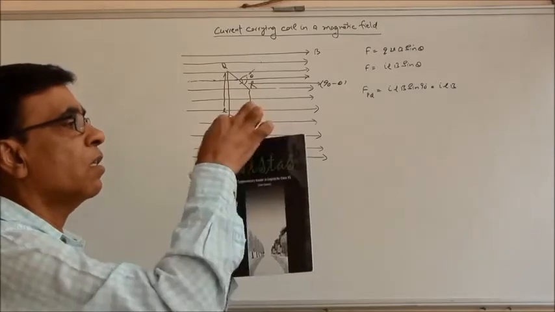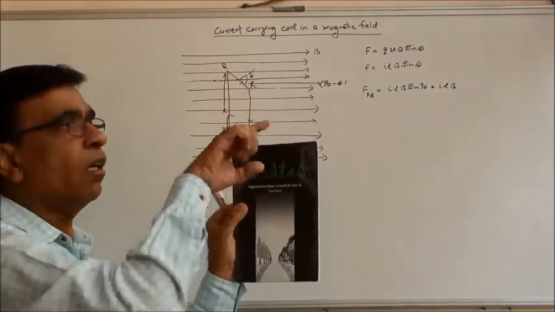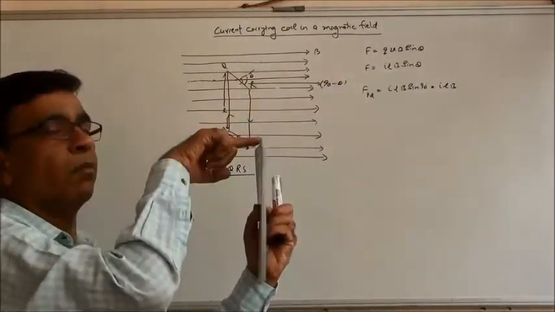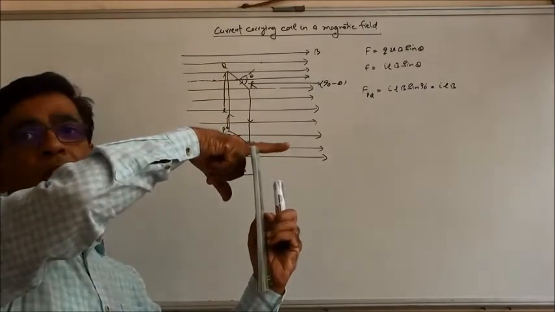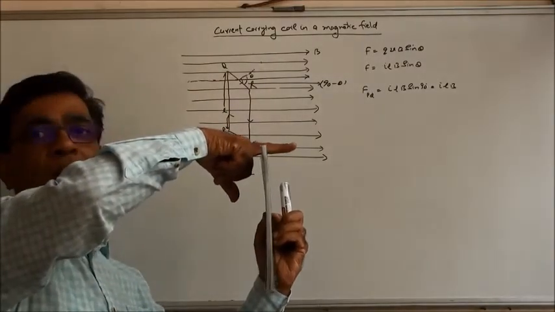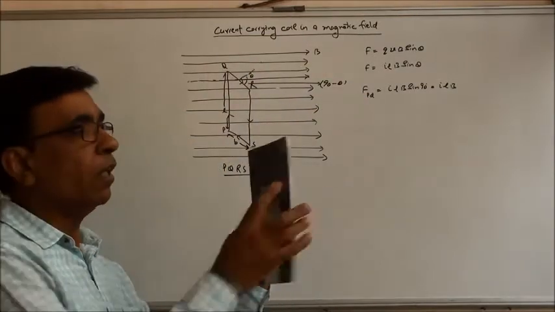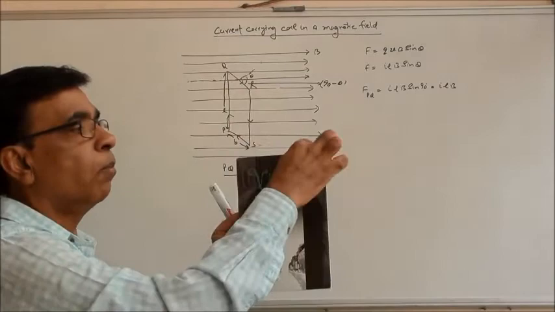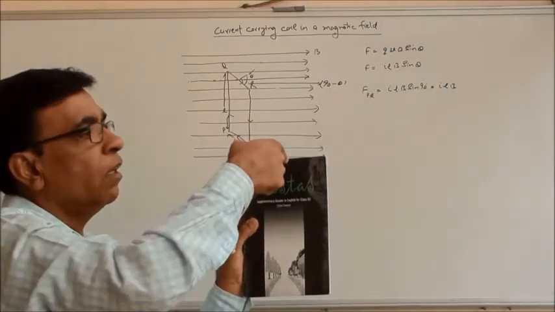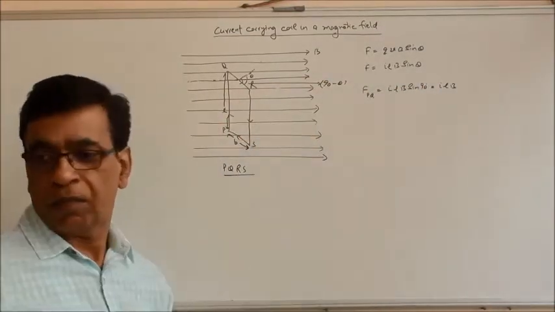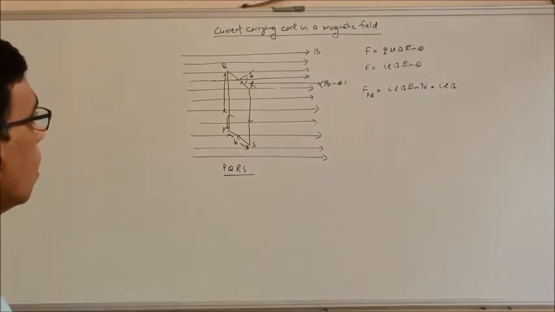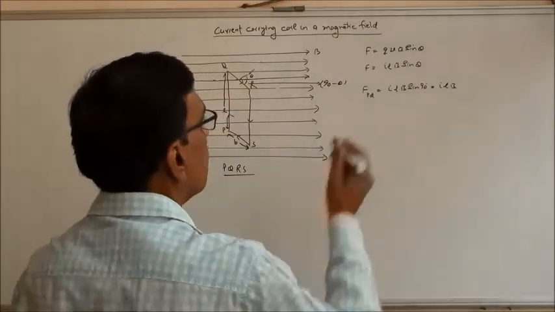If it is like this, the angle between this and magnetic field is 90. If I keep it like this, area vector and magnetic field, that angle is 0. Plane is perpendicular to the field. In this case, plane parallel to the field, area vector perpendicular to the field. Okay. What is the direction of it?